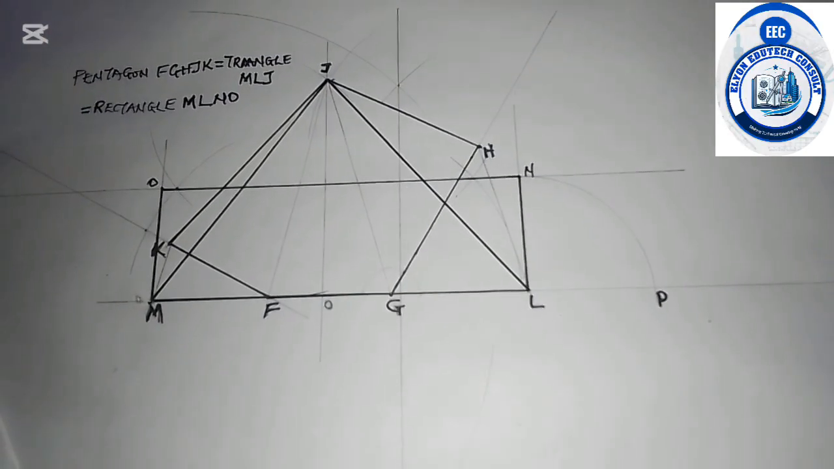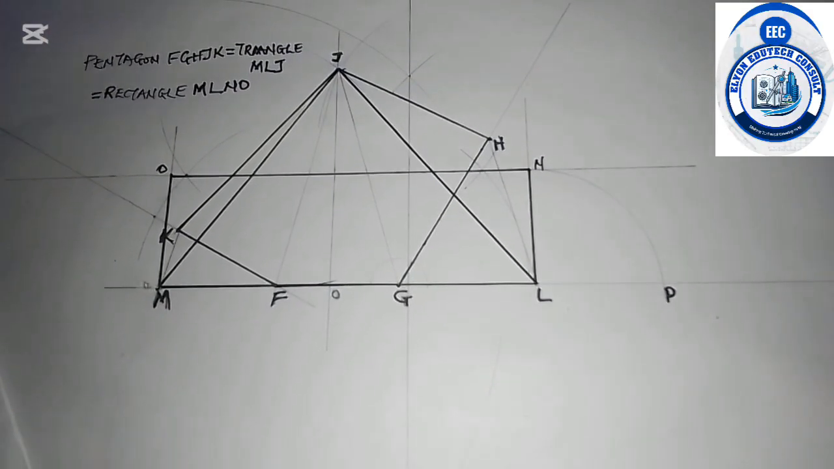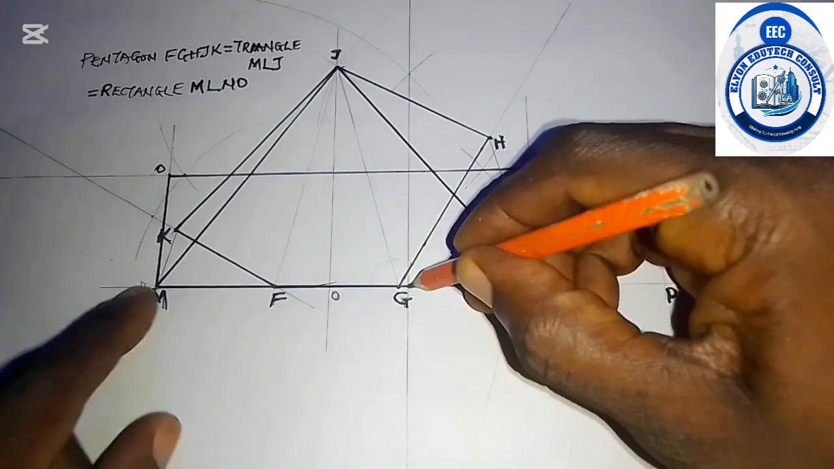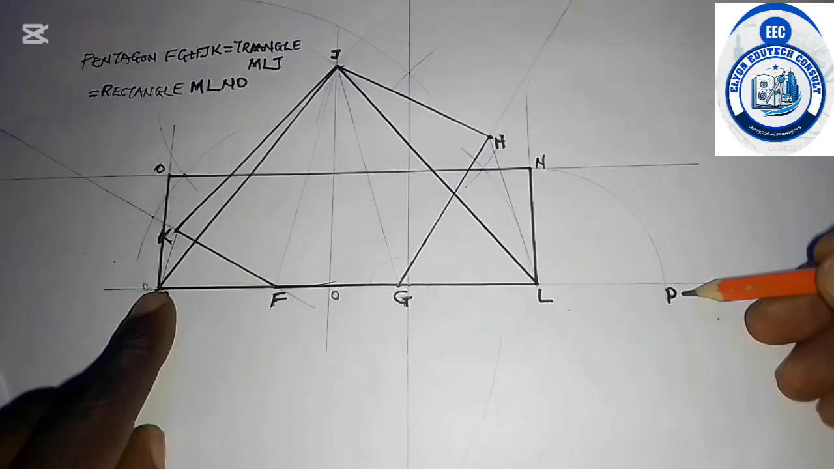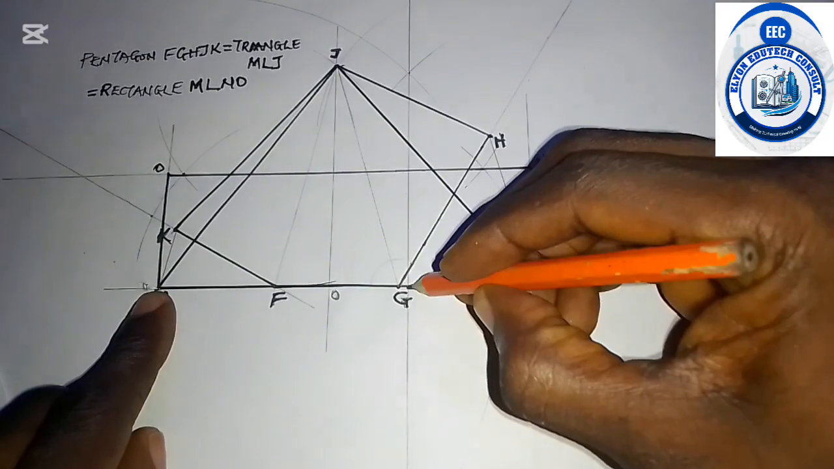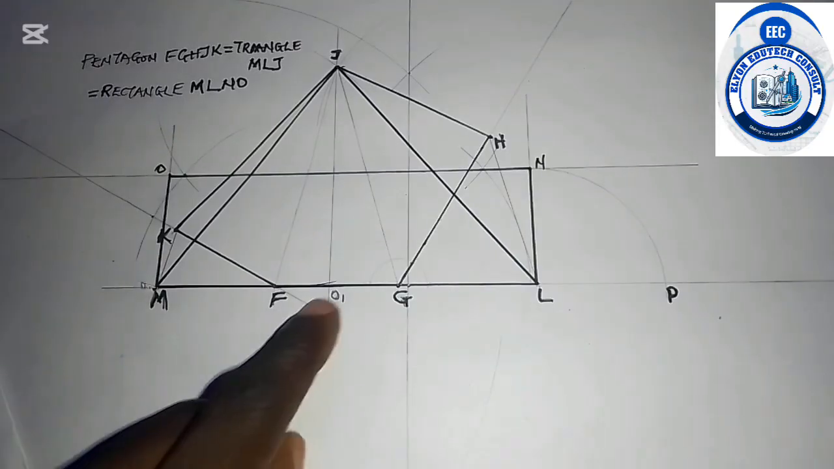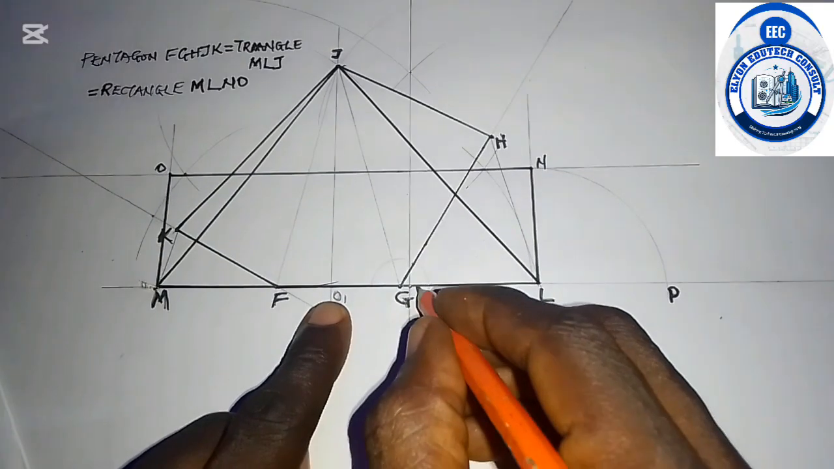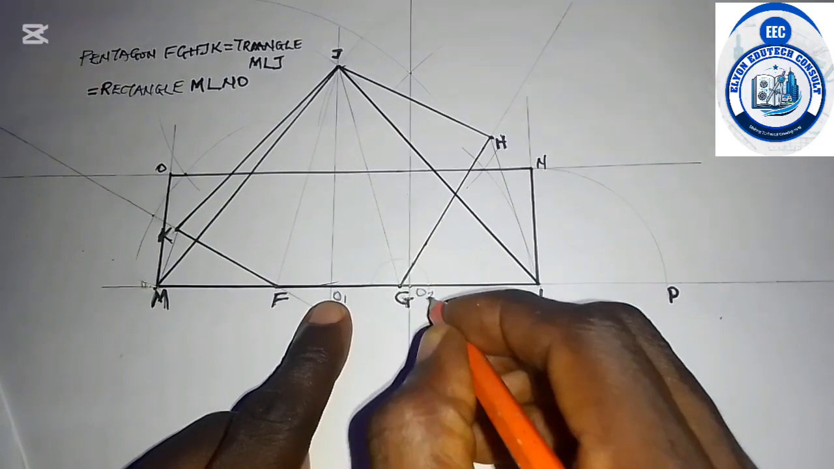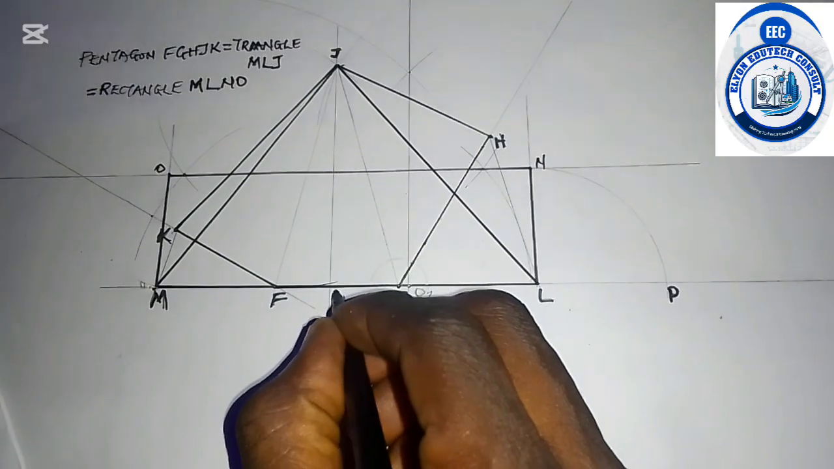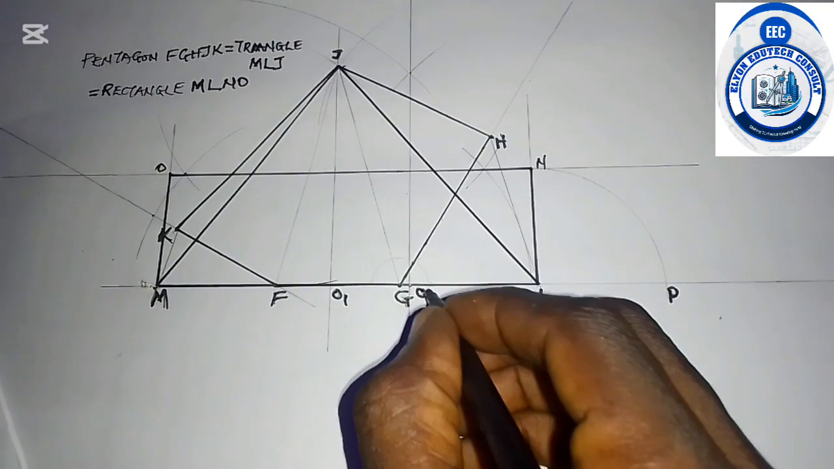All right, now take note of this point, where it cuts MP. That will be a center. So let me call this O1. Let's call this O2 now. That is center O2. This is O1 and this is O2.